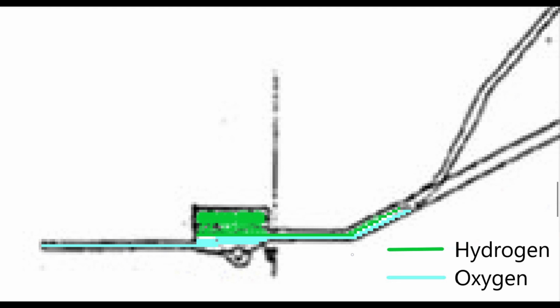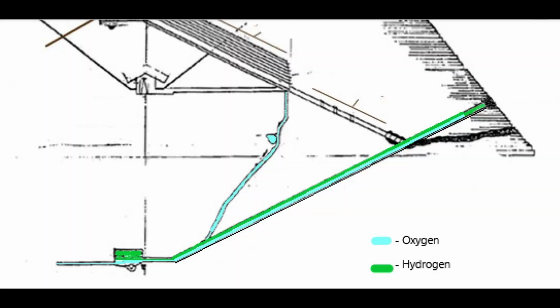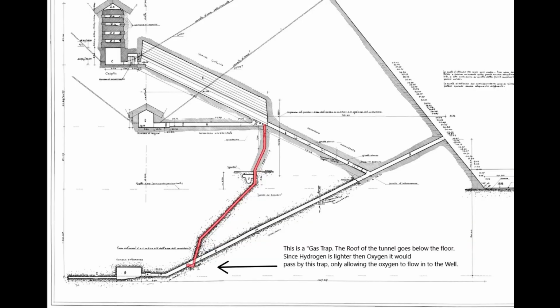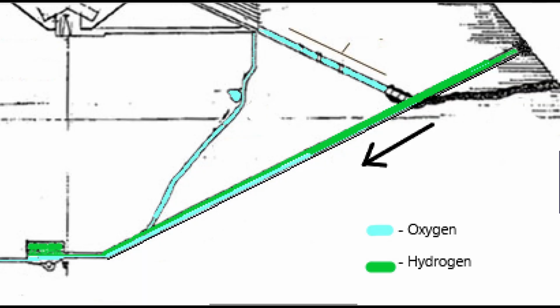Then it would send this hydrogen and oxygen up through the tunnel. Now it would get to a place called the gas trap. It would allow hydrogen to go past it, but it would capture the oxygen and try to send it up the tube. At first, the oxygen won't go up the tube until the hydrogen presses it up the shaft.